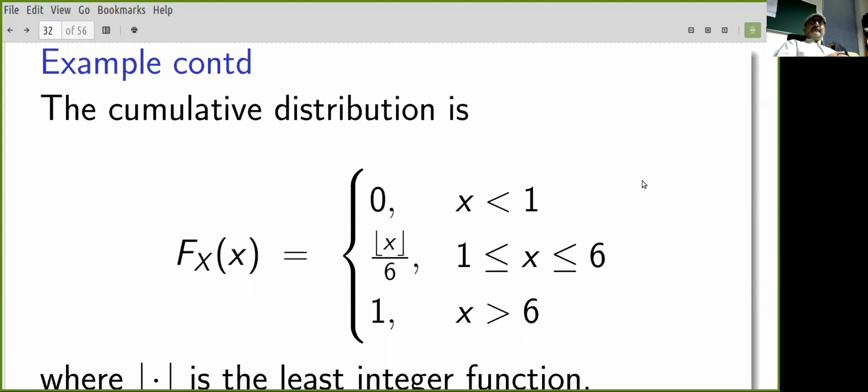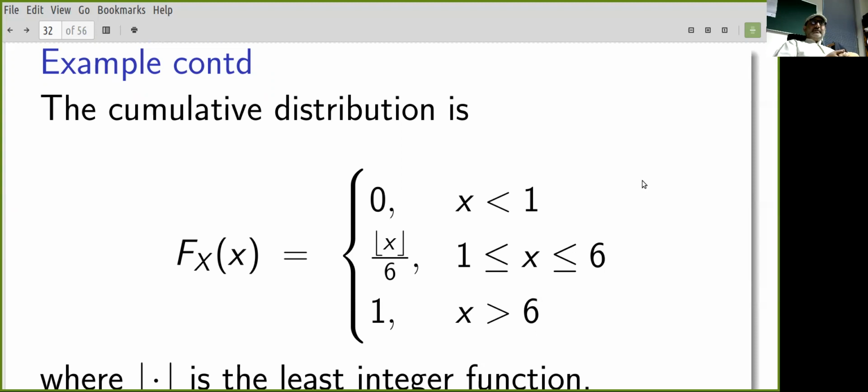Okay, what about 1.5? What's the probability that x takes a value less than or equal to 1.5? Well, out of all those numbers, the only one that it can actually take is 1, and the probability that it takes the value 1 is 1 out of 6.